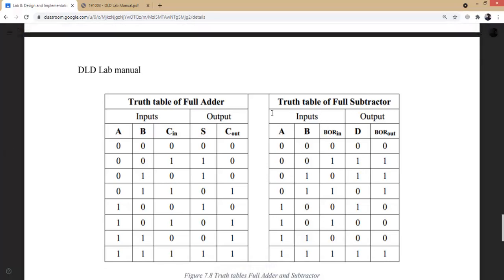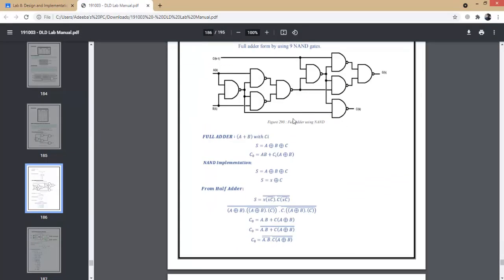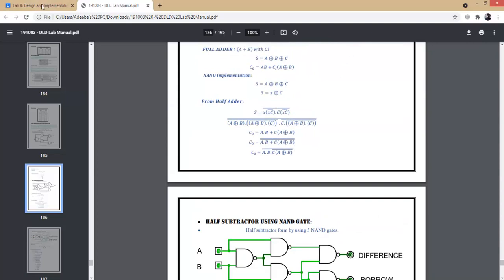The truth table of full subtractor, but first let me show you the implementation into NAND of the full adder. This is the full adder, and this becomes the equation A XOR B XOR C, and this is the equation of the carry output. After the NAND implementation, this A XOR B is replaced by X, so the S becomes X XOR C, and then this same procedure is followed where we take the double complement of the original equation. Same goes here with the carry output, and we have the NAND implementation for this circuit.